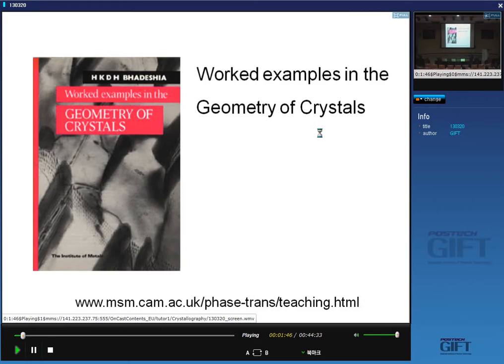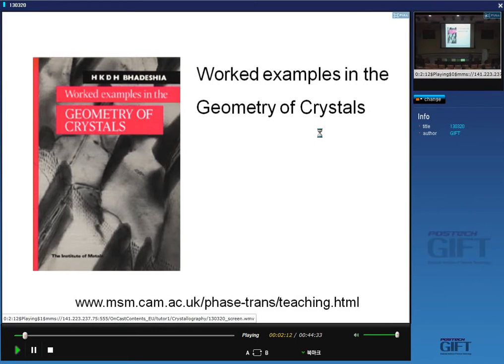Dislocations. Okay, now I'm going to prove to you that a boundary is nothing but a set of dislocations. Everything I'm going to say today is described in much more detail in this book, which you can download freely from my website.